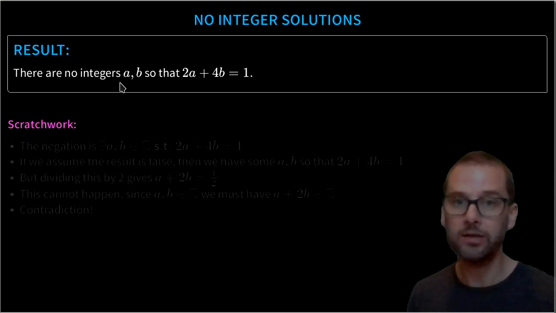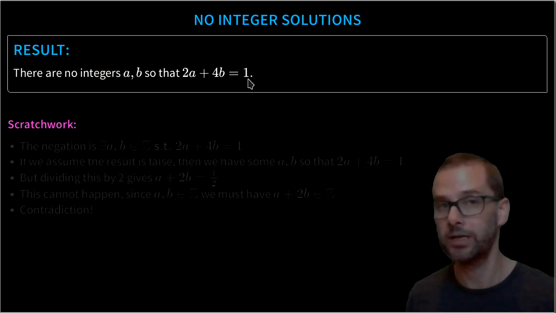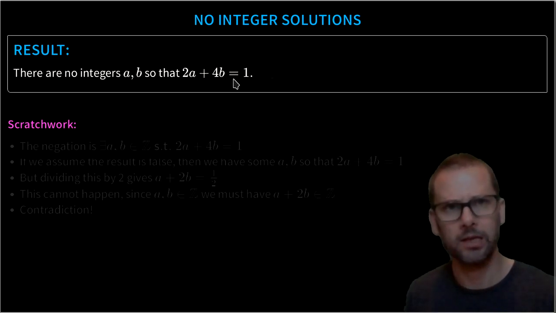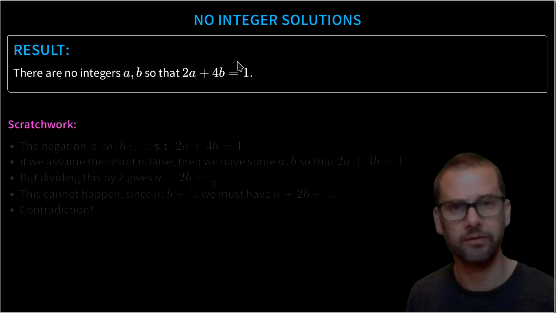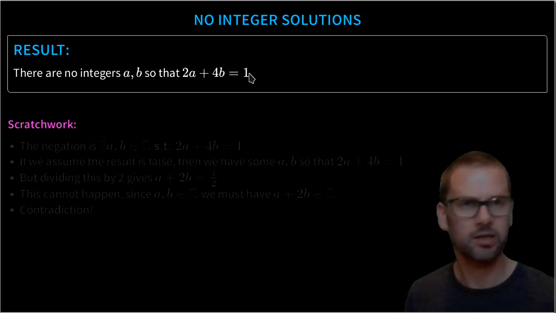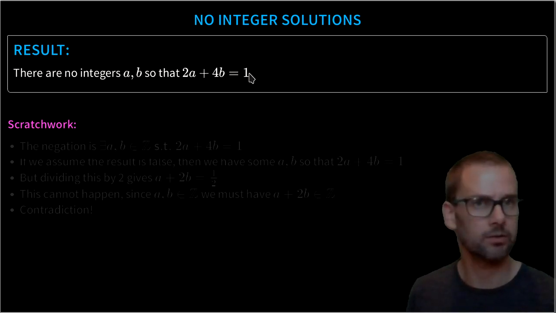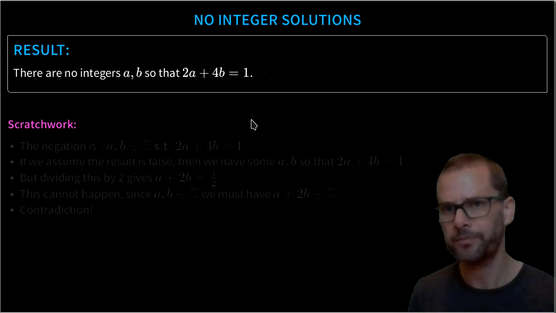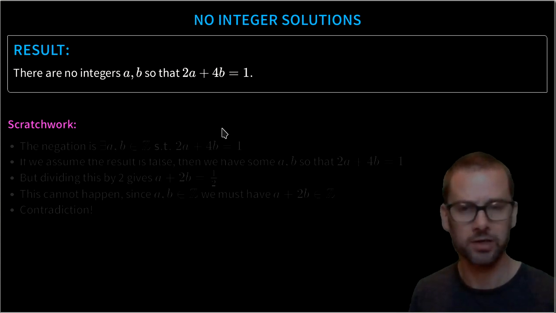There are no integers a and b such that 2a plus 4b is 1. If you think about this for a moment, it's pretty clear why this is the case. The left-hand side is even, and the right-hand side is odd, and you can't have an odd number equal to an even number, so this shouldn't happen. And indeed, that's really how this proof is going to work out.